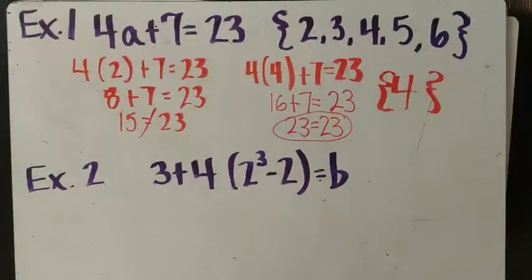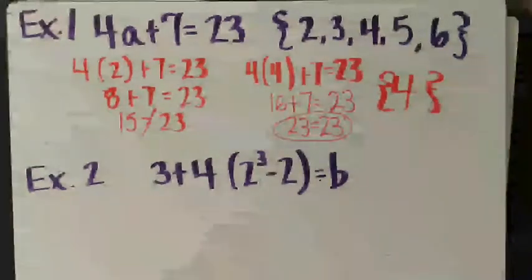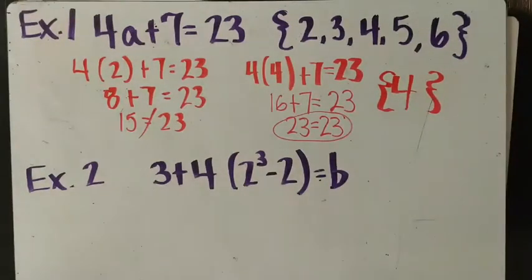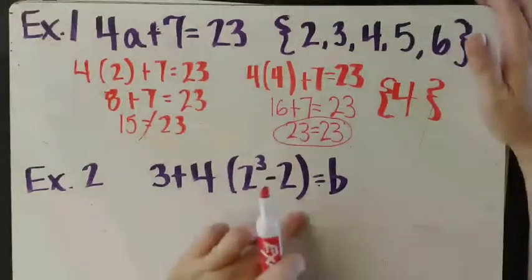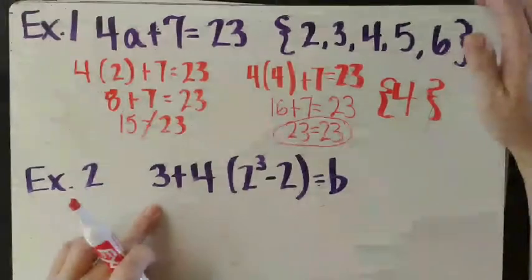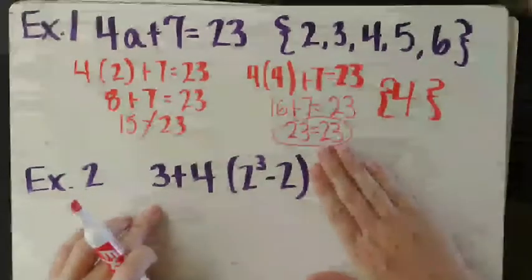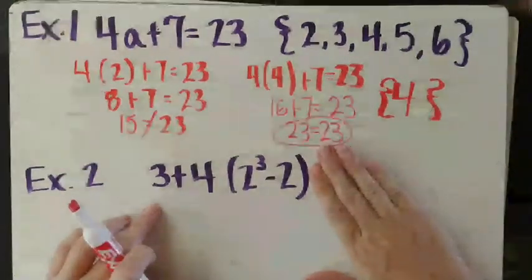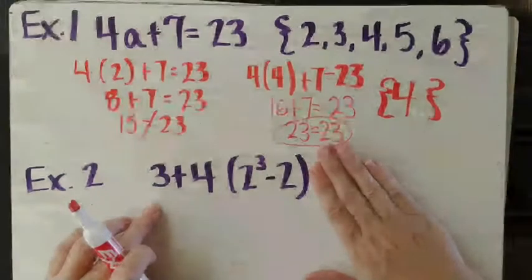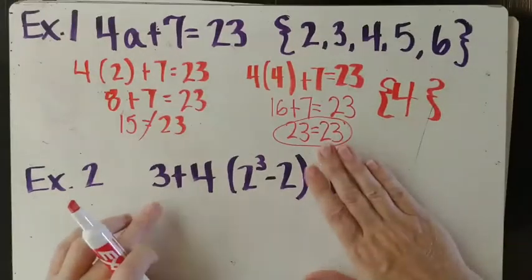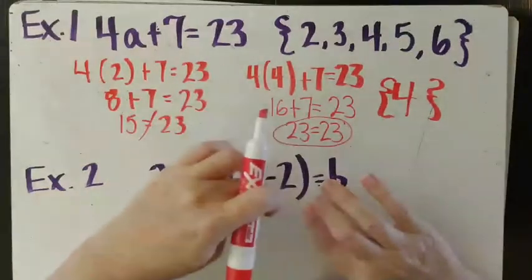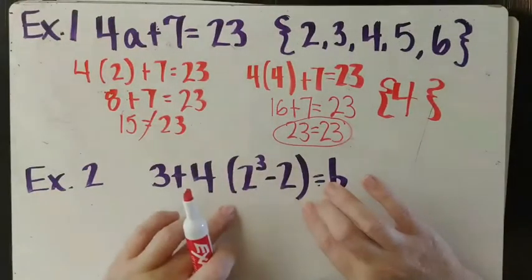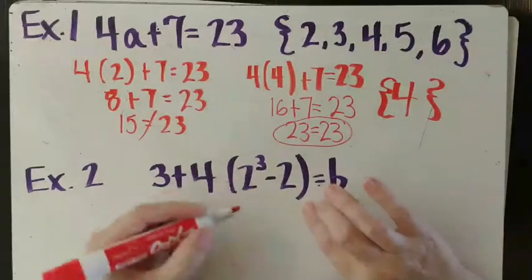Let's look at example 2. This one does not have replacement sets, but we have to solve for b. So let's look at what we have on the left side of our equation. This looks like an expression that we've simplified in the past. So let's do the order of operations. I see parentheses, and inside parentheses there's an exponent and subtraction. We need to do exponents first.